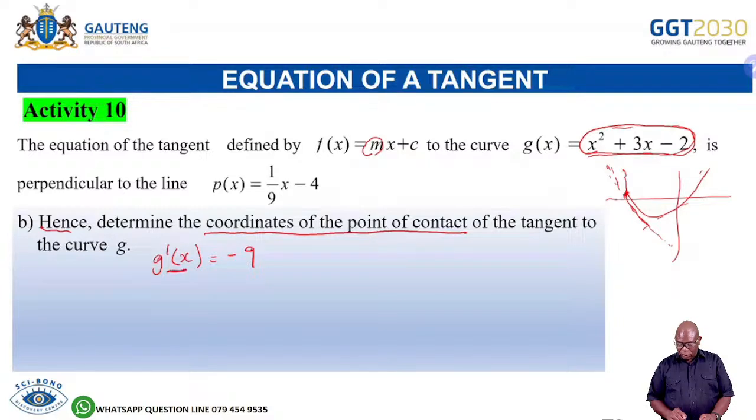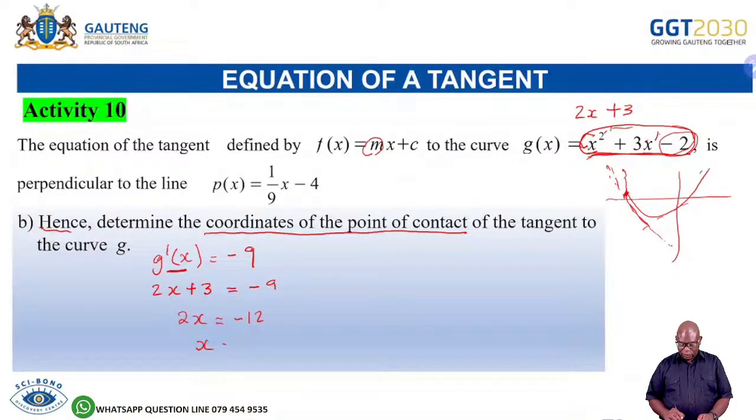So to find the gradient of that, what do I do here? I must derive. So I'll have 2x + 3 = -9. 2 times 1 is 2, then you subtract 1 there. 1 times 3 is 3, then you subtract 1 there. The derivative of a constant is 0. Then this is what I get. So how am I going to get the value of x here? I'll say 2x is equal to -12.